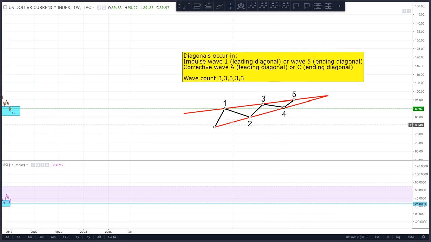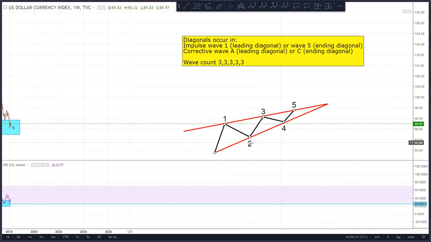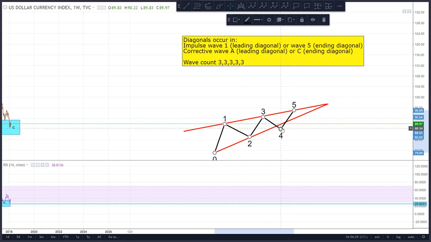Now this is what you can expect to see with a diagonal. You can see the converging lines, and they're both going in the same direction. These are your 5 waves up. They're overlapping, so wave 4 overlaps. Well, it doesn't really overlap in this case, but it absolutely can do, and that's not a problem. Usually with an impulse wave, we say it's invalidated when wave 4 overlaps wave 1. However, the exception is in diagonals.